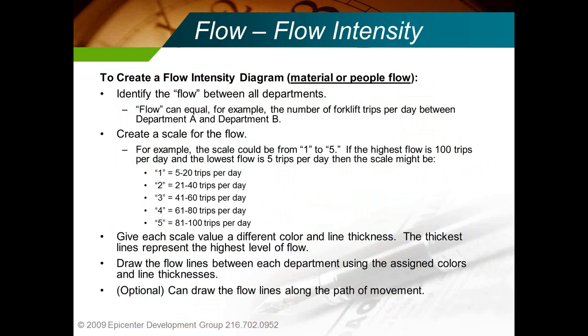There's different ways you can create flow diagrams. One way is if it's material or people flow, you can identify the number of trips, for example, between areas, and then you can create a scale. So this example scale, maybe 5 to 20 trips per day would be a 1, which would be low, and maybe the top one, a 5, would be 81 to 100 trips per day. And you just pick values that you think would make sense, to kind of scale things. And then you give each one of these 1 through 5 a different color and line thickness. And again, the thicker the line, or maybe a red, would represent a high intensity of flow.